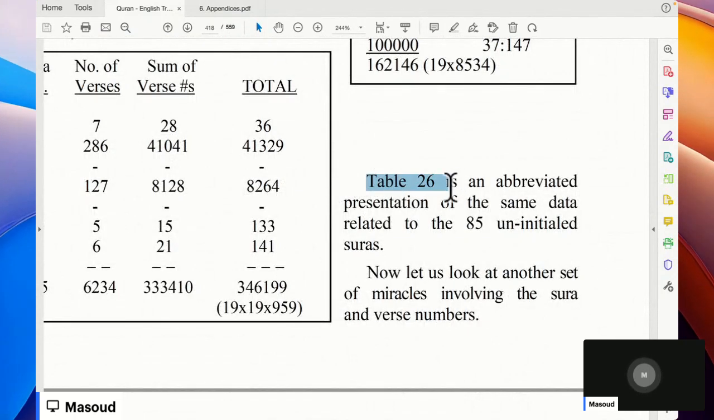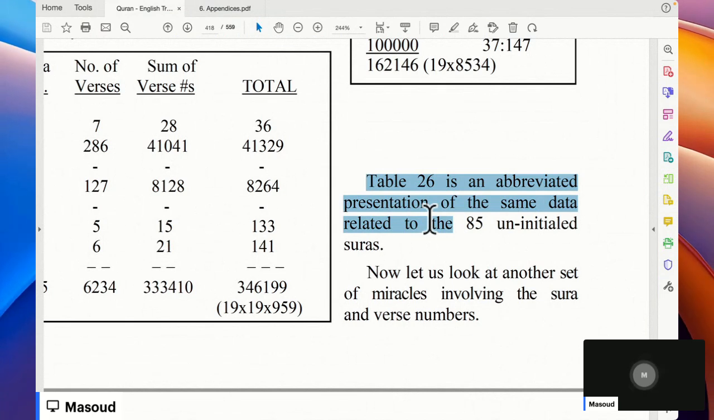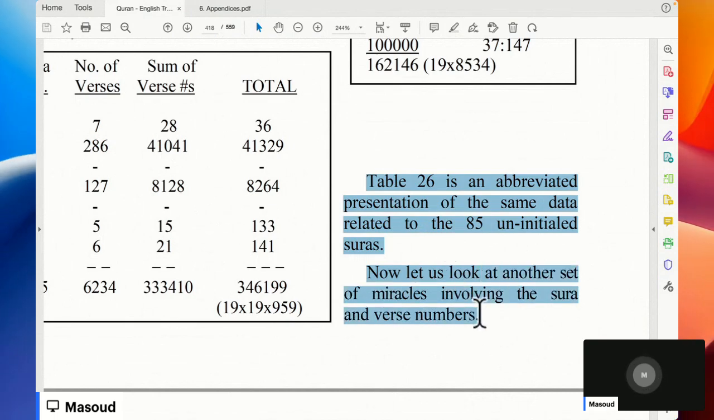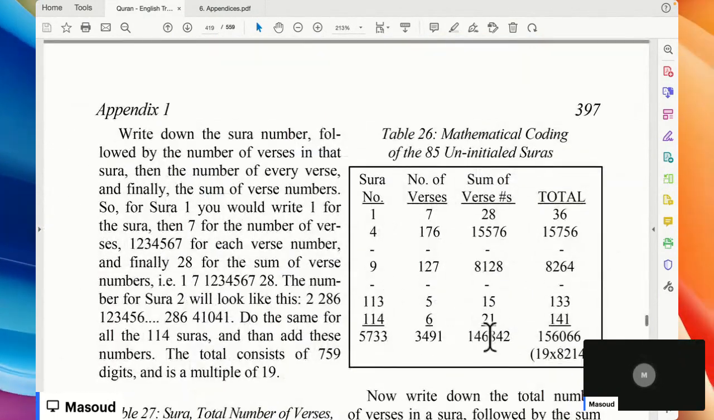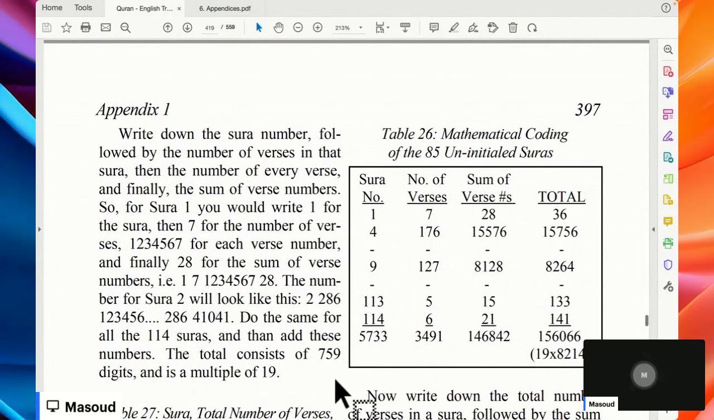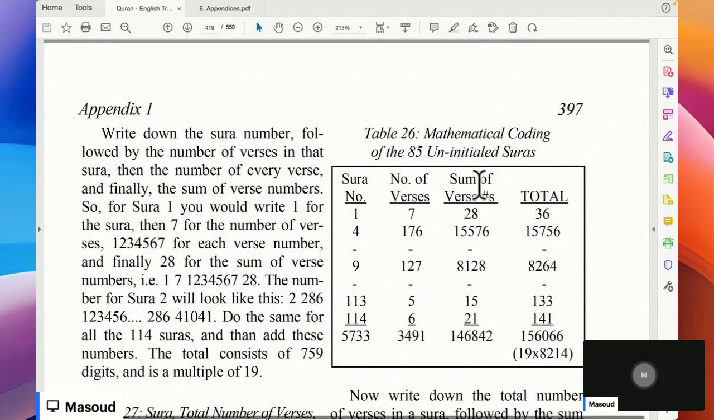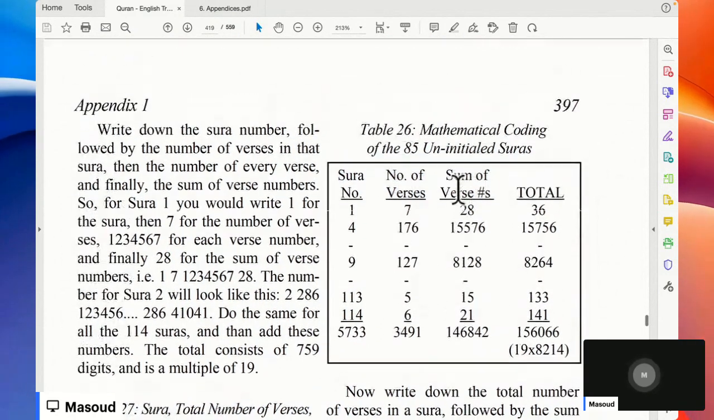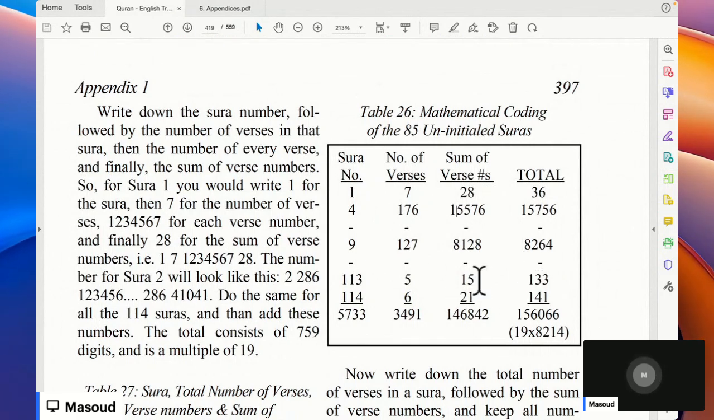So table 26 is an abbreviated presentation of the same data related to the 85 uninitial surahs. Now, let us take a look at another set of miracles involving the surah and verse numbers. Before we go to the next one, which is absolutely fantastic, let's take a look at table 26, which is the mathematical coding of the 85 uninitial surahs. And then this is the abbreviated version of it.